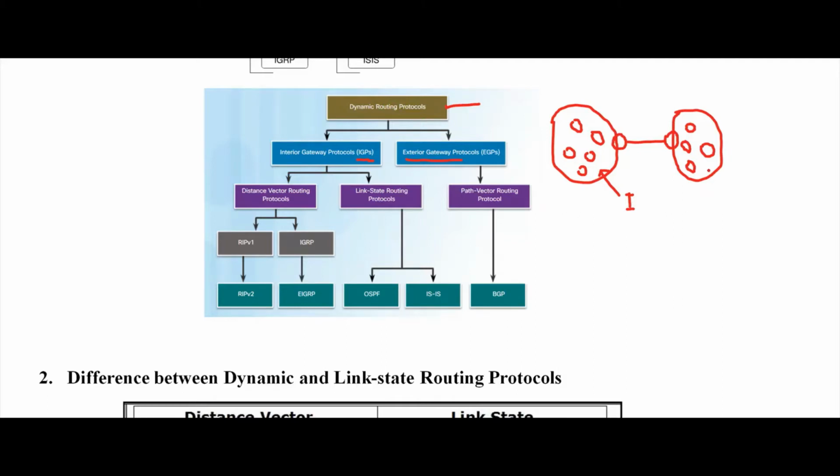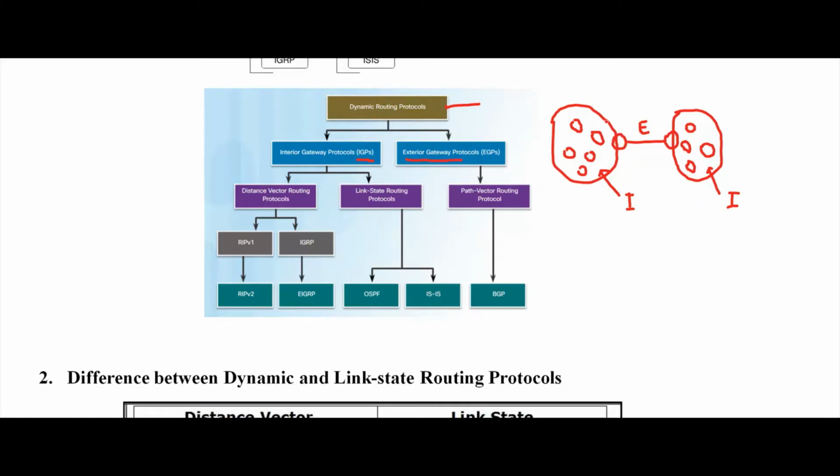Okay, and here also I'm going to use the interior gateway protocols in this particular place. Then the exterior routing protocols will be used between these groups. So inside this, in this place, that means the connecting place, here I'm going to use the exterior gateway routing protocol.